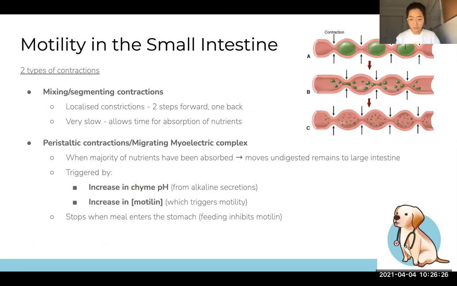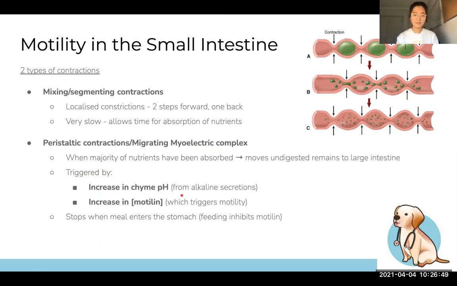And then once all your food has been absorbed, obviously we don't want it in the small intestines anymore. We want to move all of this to the large intestine. And this is where your migrating myoelectric complex comes along. When the majority of nutrients have been absorbed, everything moves to the large intestine, and it's triggered by either an increase in chyme pH or an increase in the motilin concentration.